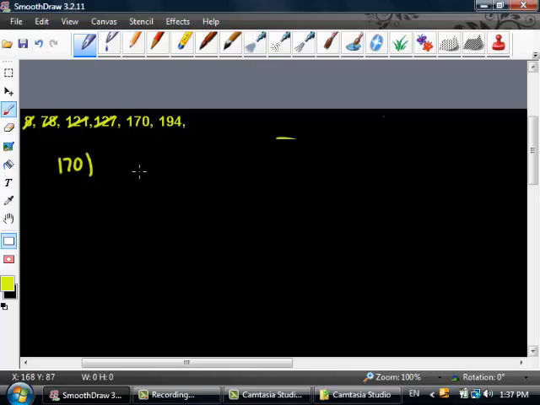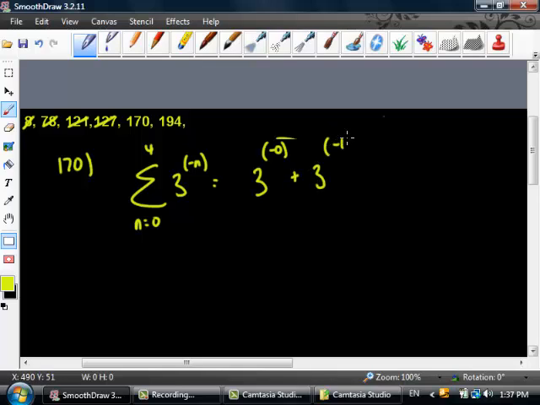170. Okay, we have sigma. We got 4, n equals 0 of 3 to the negative n. So what this is from 0 to 4, we're going to sum all these up. So this is 3 to the negative 0 plus 3 to the negative 1 plus 3 to the negative 2 plus 3 to the negative 3 plus 3 to the negative 4. All right, so we started at 0. We go all the way up to 4. So this is 1.